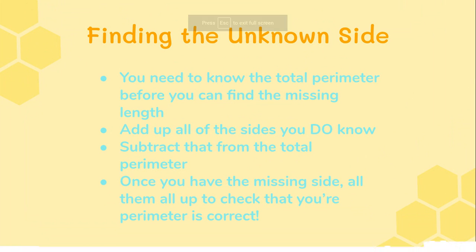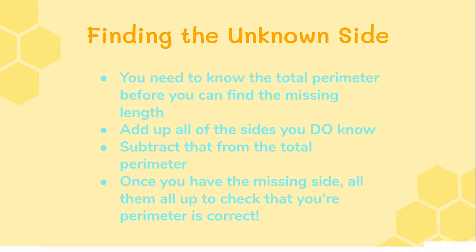Okay, so finding the unknown side. Before you can do this strategy, you need to know the total perimeter before you can find any missing length. Like in the last example, we knew that our total perimeter had to be 22 inches. The next thing you're going to do is add up all of the sides that you do know. So we had a 4, an 8, and a 6, and we got 18.